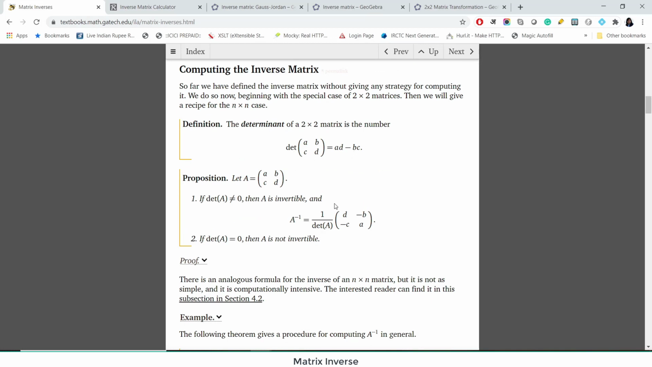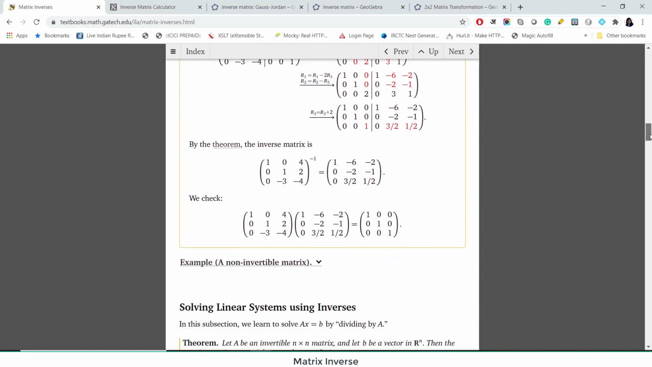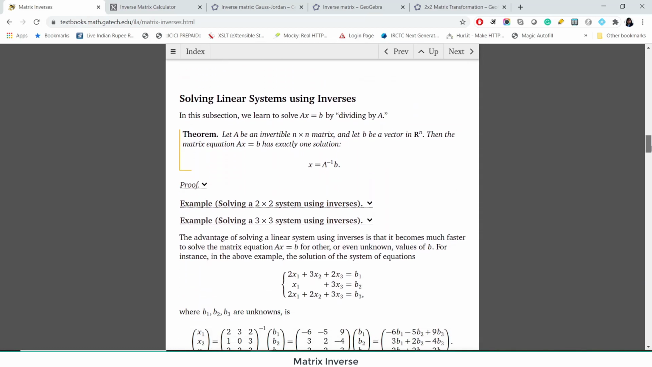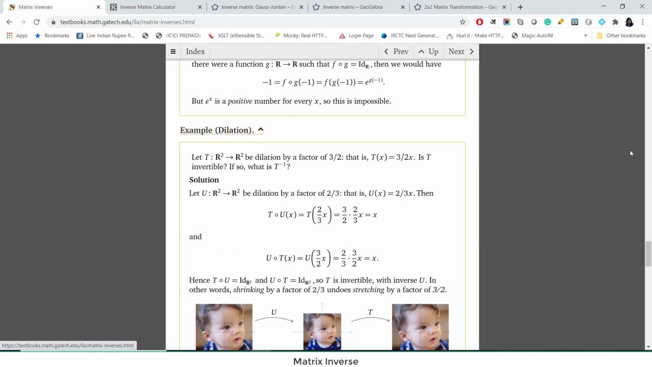For 2 by 2 it is comparatively simple, but when you do it for 3 by 3 and 4 by 4 or n by n, it becomes complicated. So this is another method, the Gauss-Jordan method. We are not talking about this thing, but let me show you the animation. First of all, let's look at the example of dilation.